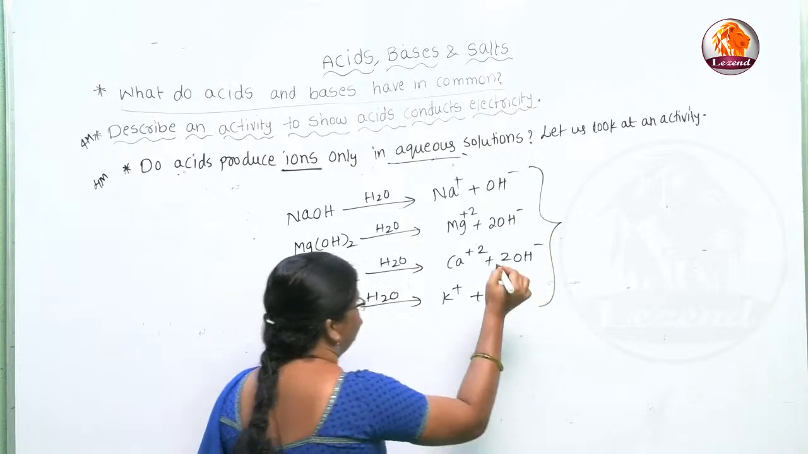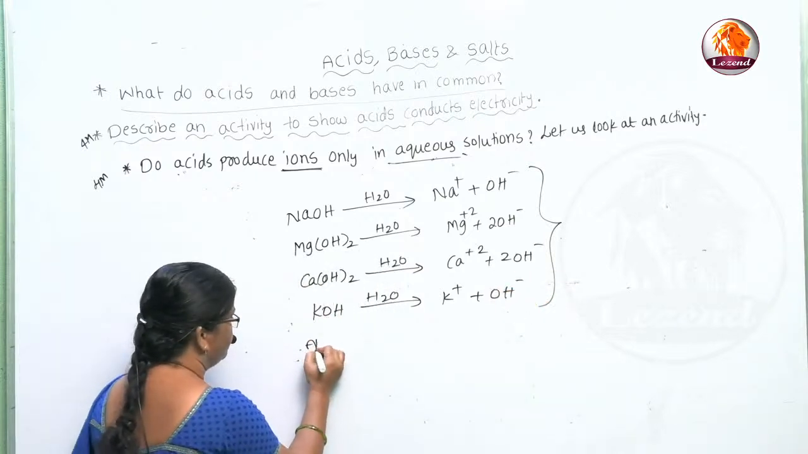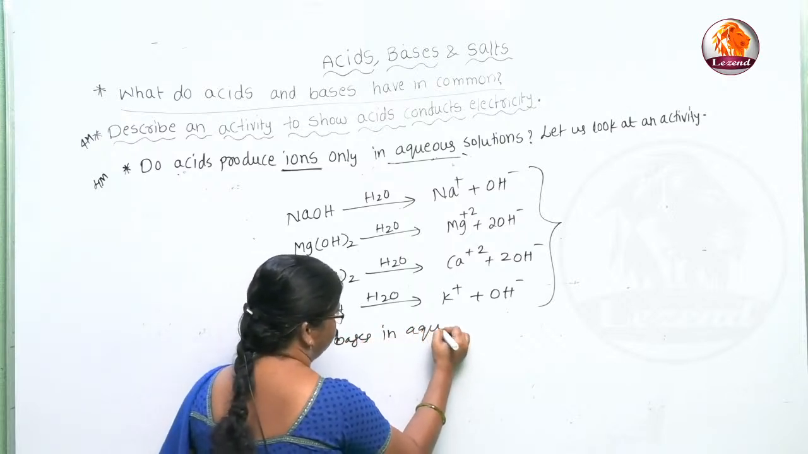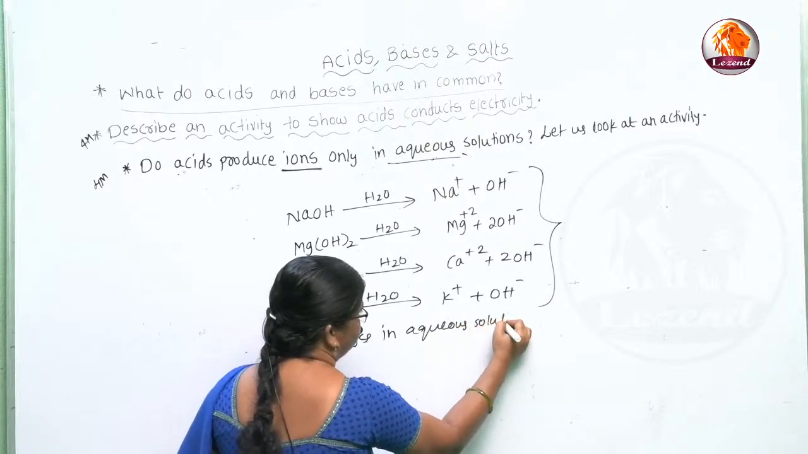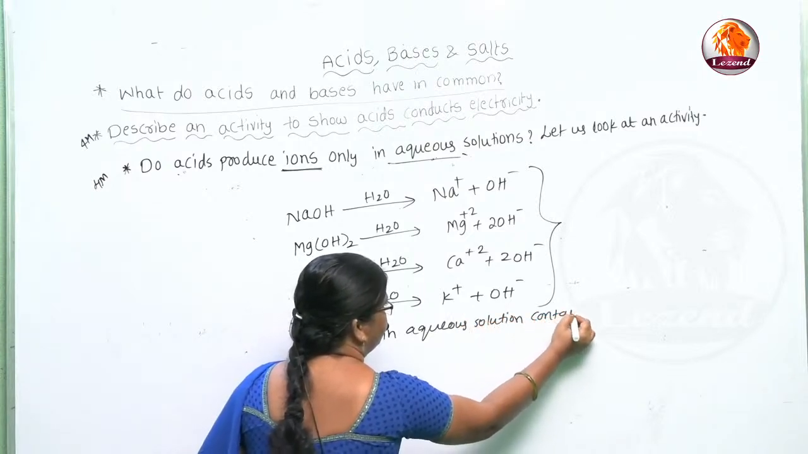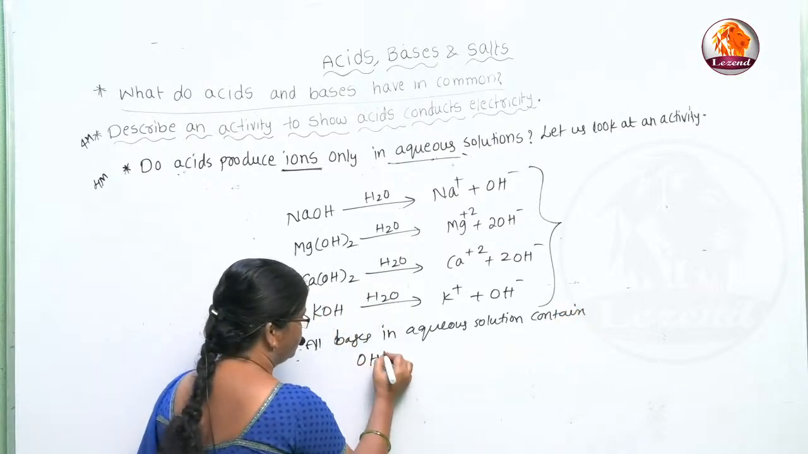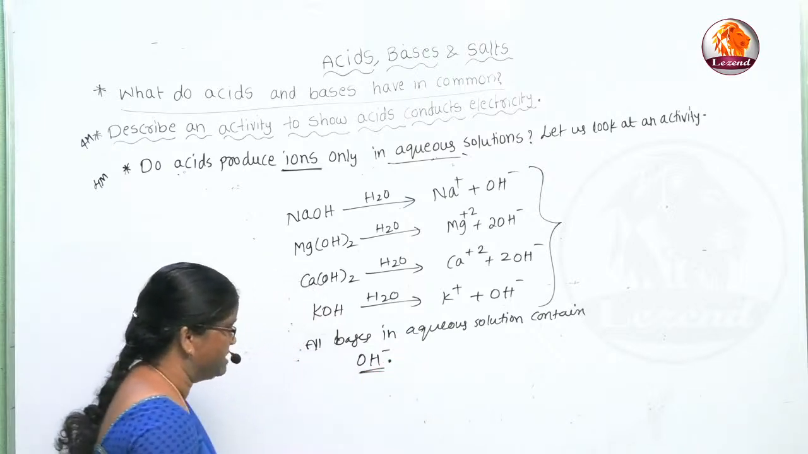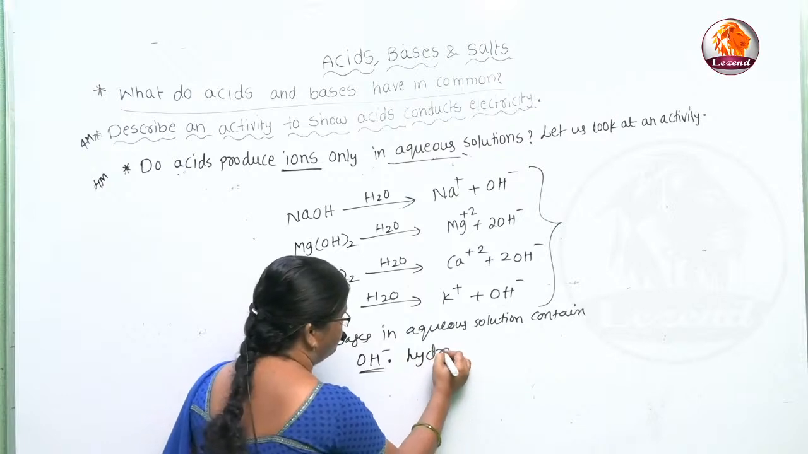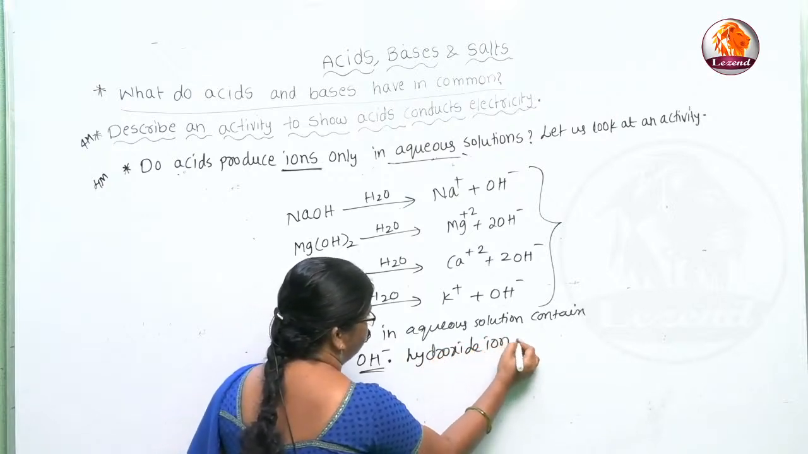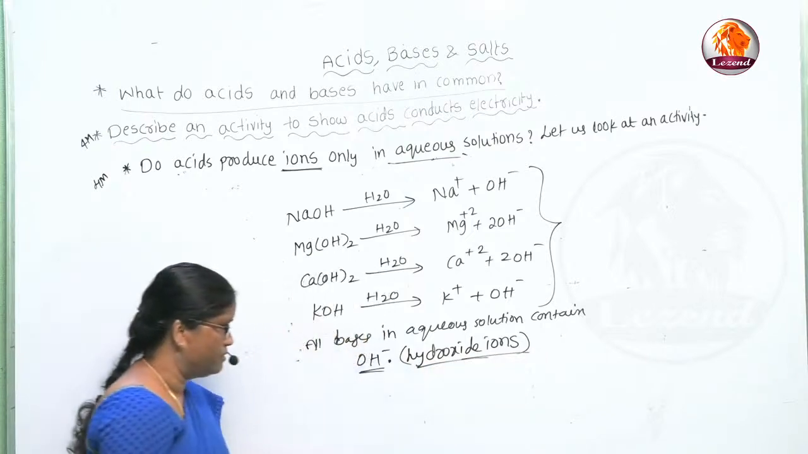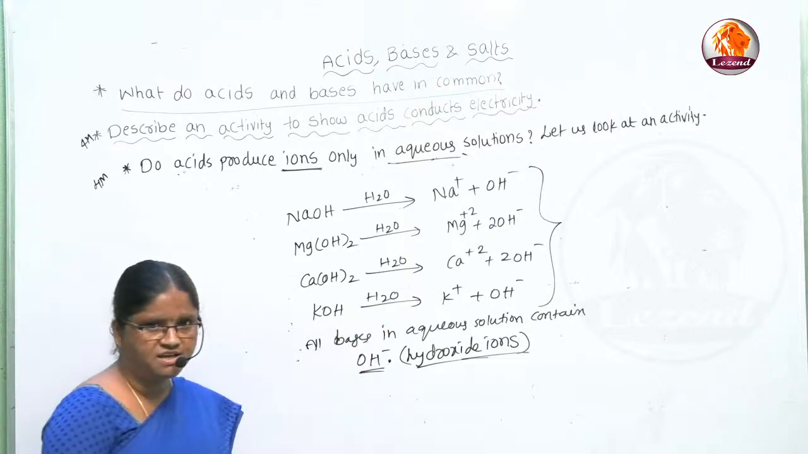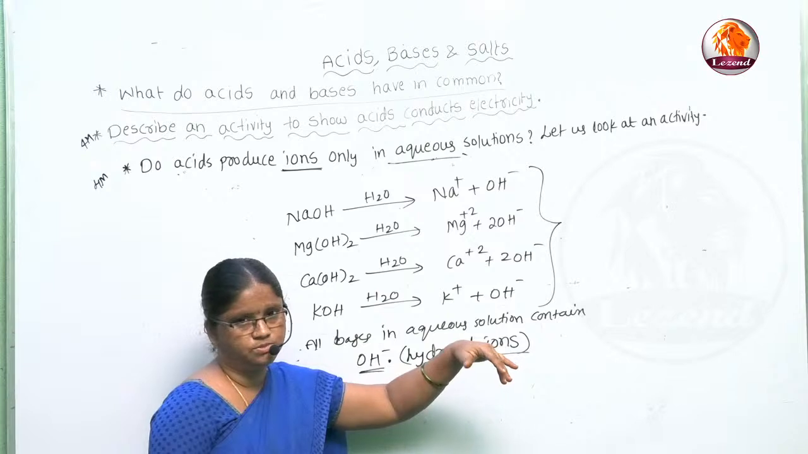If we observe all the bases in aqueous solution, what kind of ions do they contain in common? Hydroxide ions, OH minus ions. All bases in aqueous solution dissociate into their ions, metal ions and hydroxide ions, whatever the base may be.